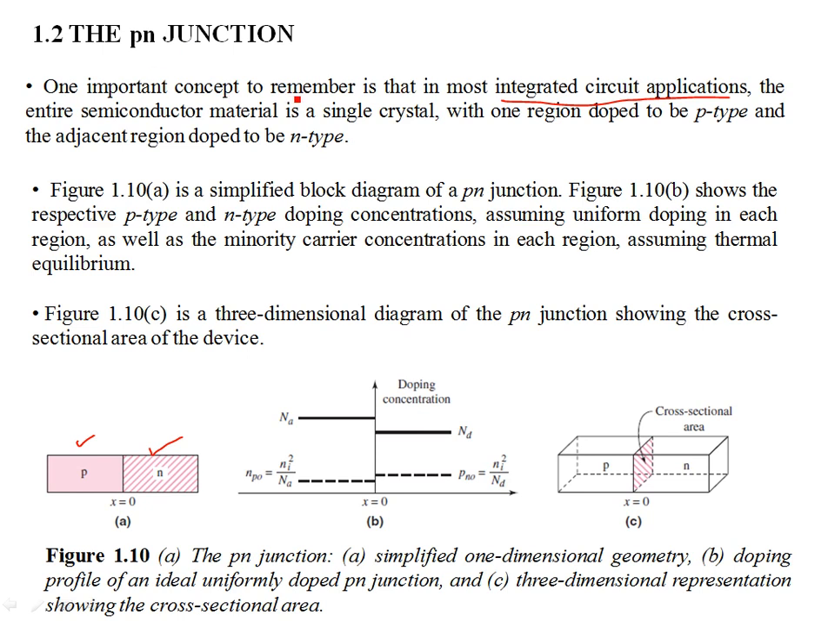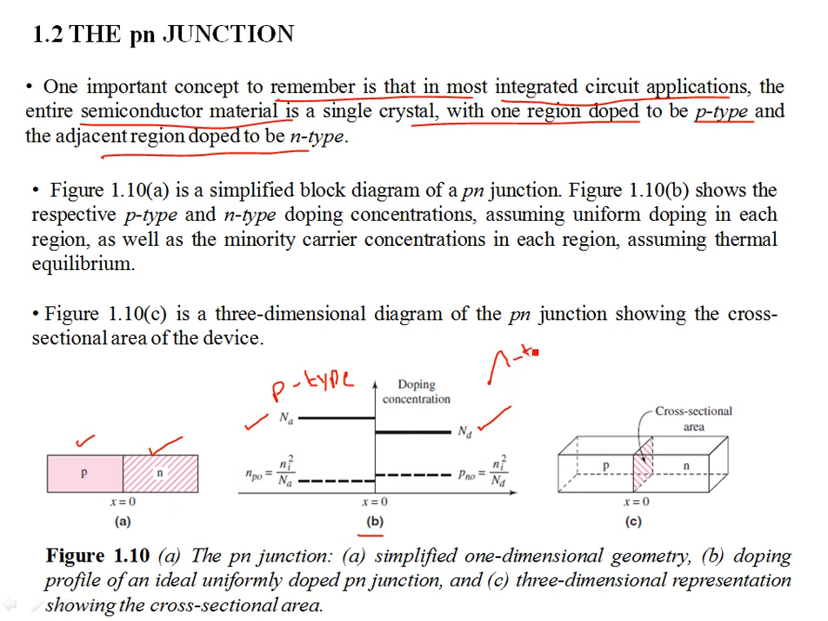So one important concept to remember is that in most IC applications, the entire semiconductor material is a single crystal with one region doped by P type, and the adjacent region is doped with N type impurity. So in this figure you can see, assuming uniform concentration of donor and acceptor impurities, we have this P type region, where this N subscript A is indicating the acceptor impurity concentration. Then we have the donor concentration ND in the N-type region.